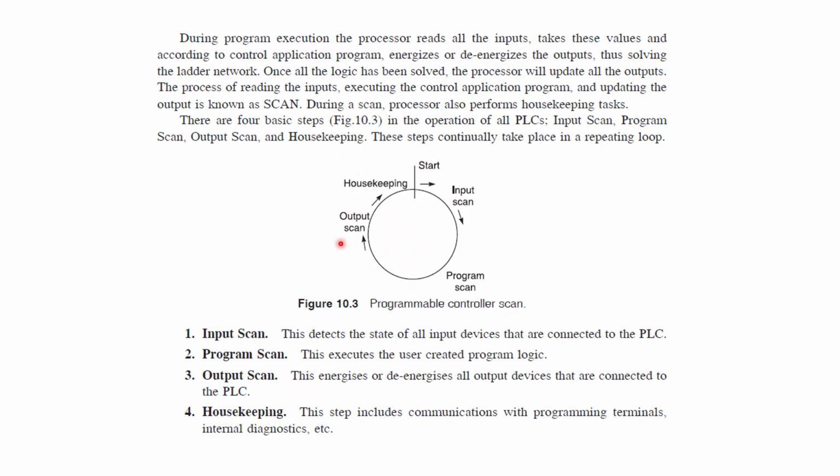These steps keep on repeating. Input scan means it detects the state of the input devices that are connected to the PLC. Program scan means it executes the user created program logic. The output scan either energizes or de-energizes all the output devices that are connected to the PLC. And finally, housekeeping includes the communication with programming terminals, internal diagnostics, etc.